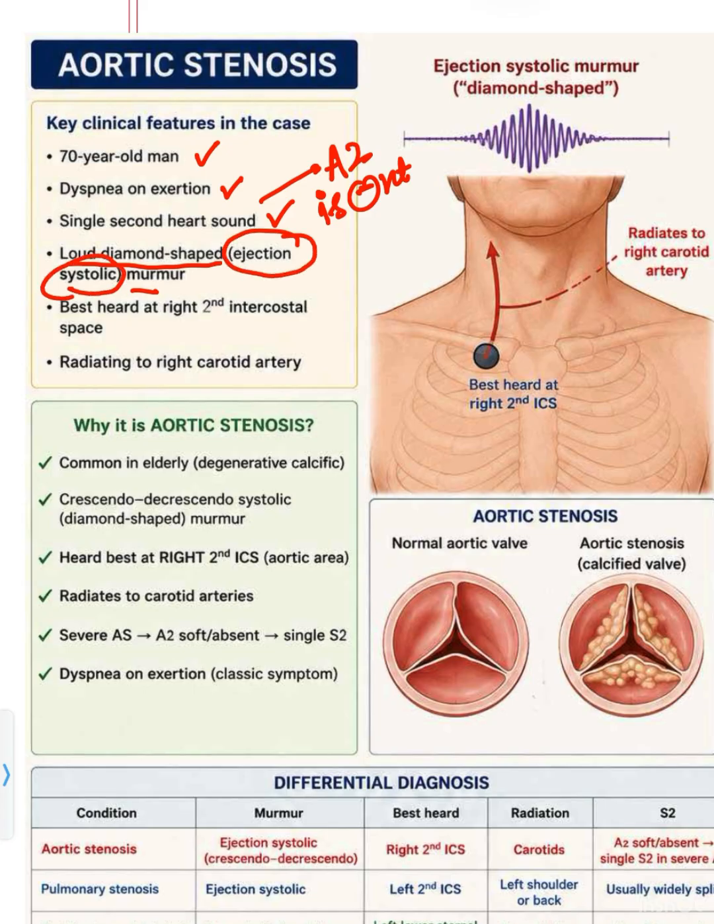Whenever the blood is being ejected from the left ventricle, the aorta is going to provide resistance. So the flow of the blood will not be smooth, so there will be a murmur. So it's a loud diamond-shaped ejection murmur. You can see it here. There's a diamond-shaped murmur, ejection systolic murmur. It is best heard in the second intercostal space, and it is radiating to the right carotid artery.